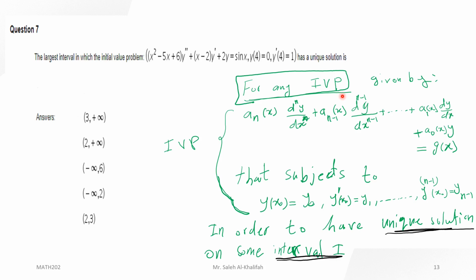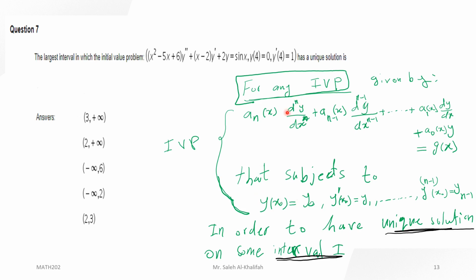For any initial value problem given by this differential equation, this is a general differential equation and these initial conditions. a n of x ضرب the nth derivative plus a n minus 1 the n minus 1 derivative up to a 0 x y equals function g of x. يعني for example if we have second derivative it will be a 2 of x second derivative d squared y by dx squared plus a1 of x the first derivative plus a0 of x ضرب y equals function g of x.